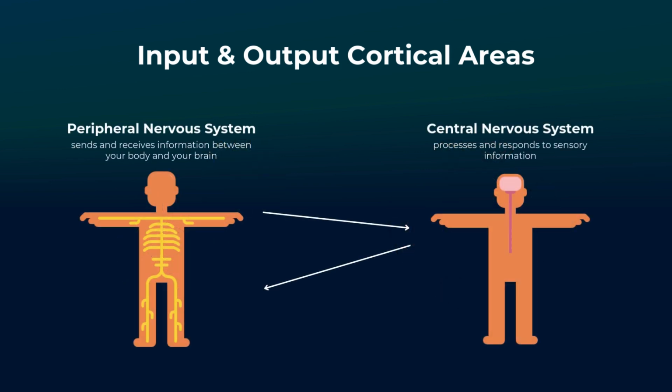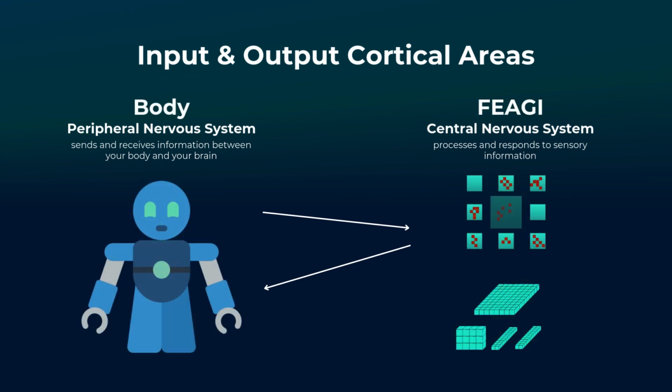Input and output cortical areas are the gateway between the central nervous system and peripheral nervous system. They are considered to be brain terminals in FEAGI, enabling sensory information to flow into the brain and brain commands to flow out to intended devices.